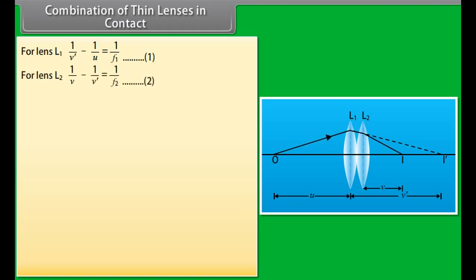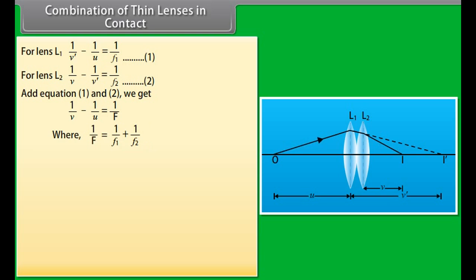For lens 2, 1 by v minus 1 by v' is equal to 1 by f2. Name it as equation 2. Add equations 1 and 2 and we get 1 by v minus 1 by u is equal to 1 by f, where 1 by f is equal to 1 by f1 plus 1 by f2.